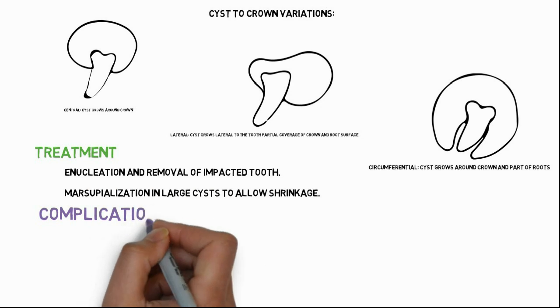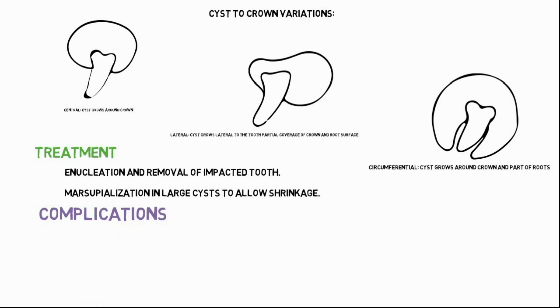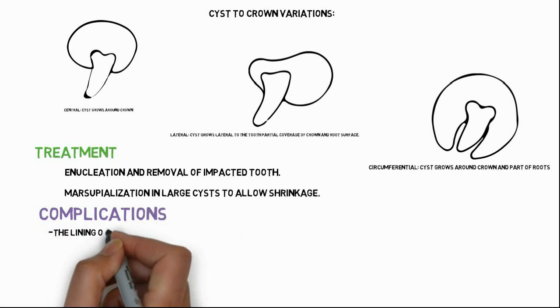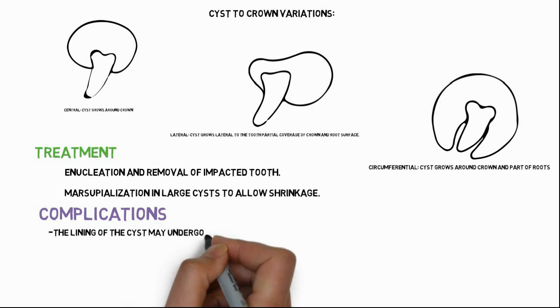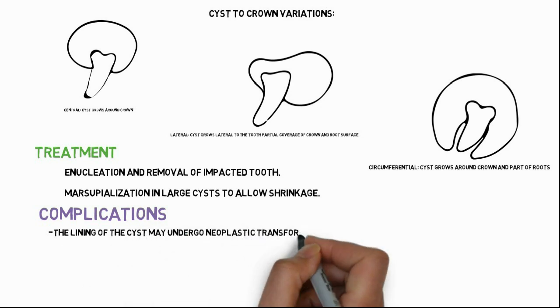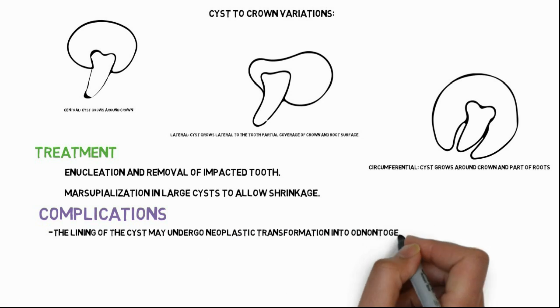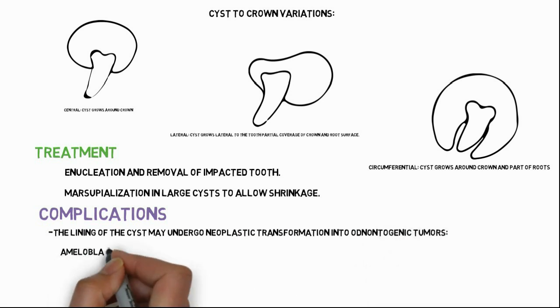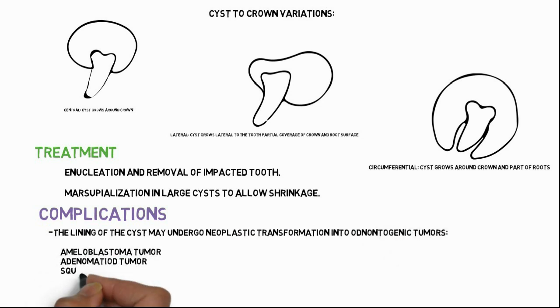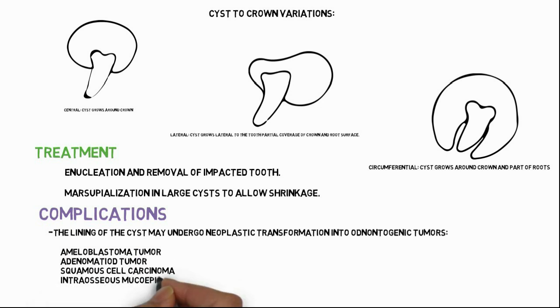Complications. The lining of the cyst may undergo neoplastic transformation into odontogenic tumors: ameloblastoma, adenomatoid odontogenic tumor, squamous cell carcinoma, and intraosseous mucoepidermoid carcinoma. Jaw fractures may also occur.